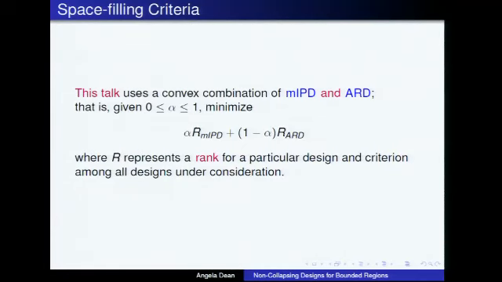Okay, so how do we combine these two distances? We just did it this way. We took all the designs in the class and rank ordered them in terms of minimum interpoint distance, and did the same thing in terms of average reciprocal distance, and then just took a linear combination of those ranks. Now that might not be the best way to do this, but again, it doesn't affect the actual algorithm. You can take that out and plug in your own version of how to rank order designs.